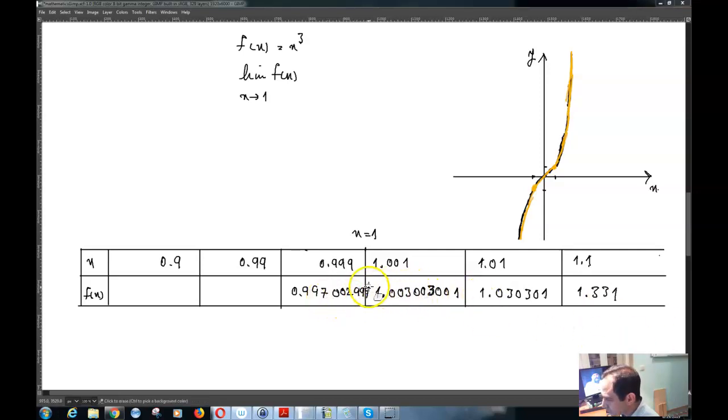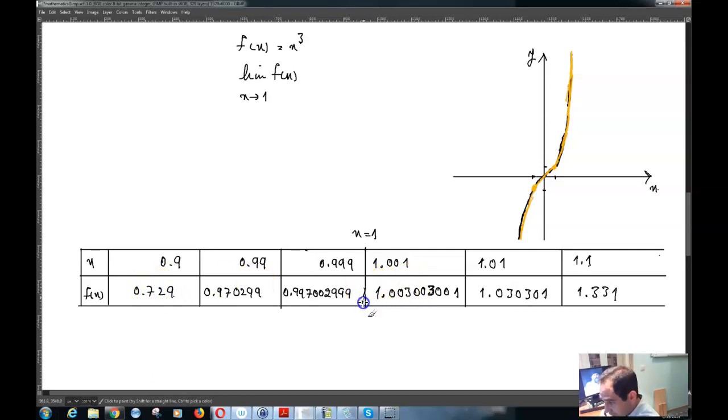Of course it's supposed to be not here. I guess I will rewrite this part, so that the value over here is 0.997002999. For this input, the output is 0.970299, or 0.970299. And over here is 0.729.